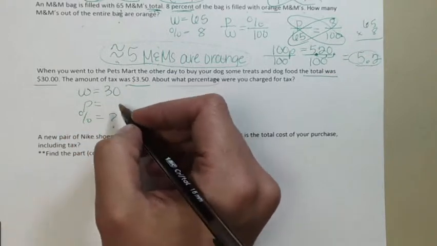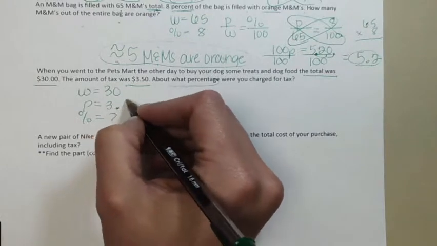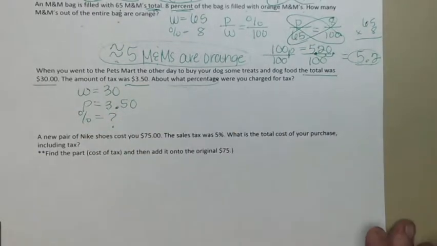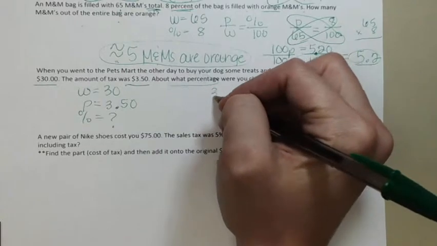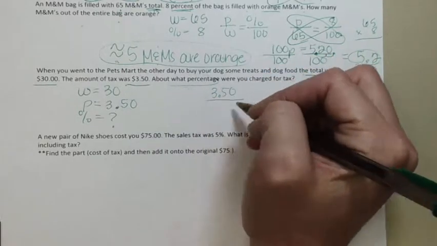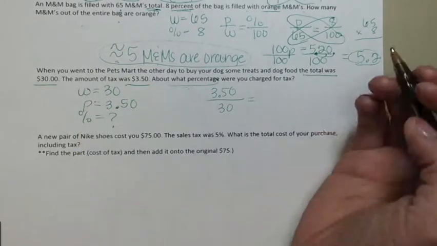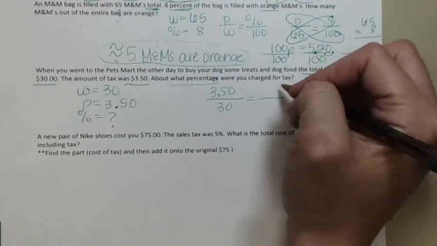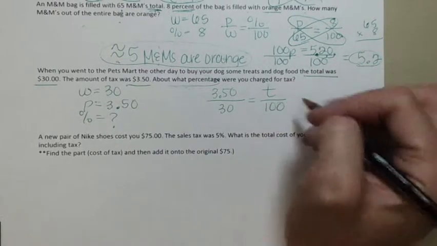Now part, the reason tax is part is because it doesn't match up with the entire bill. It's just part of the bill. You get your total and then you have tax and you add them together. So that's your part. Fill in your formula. So part over whole, so 350 over 30 is equal to, I don't know my percentage, so instead of a percent sign, let's put a variable. Let's use a T. It doesn't matter. And then this is out of 100.